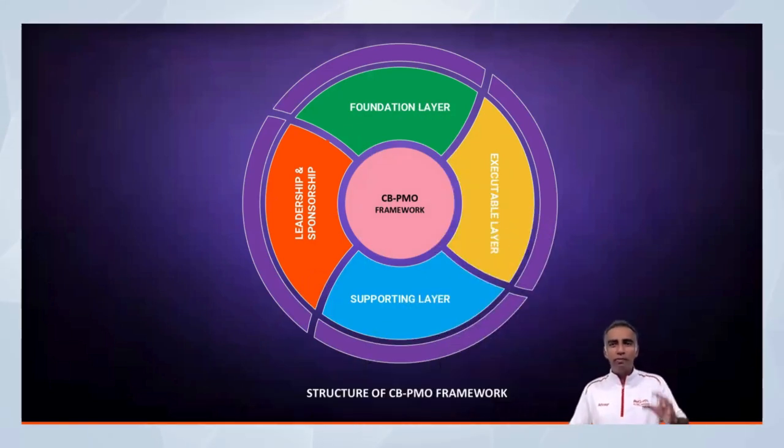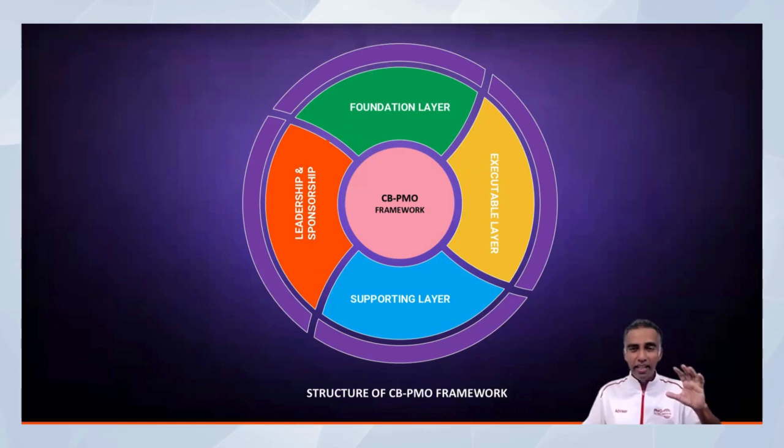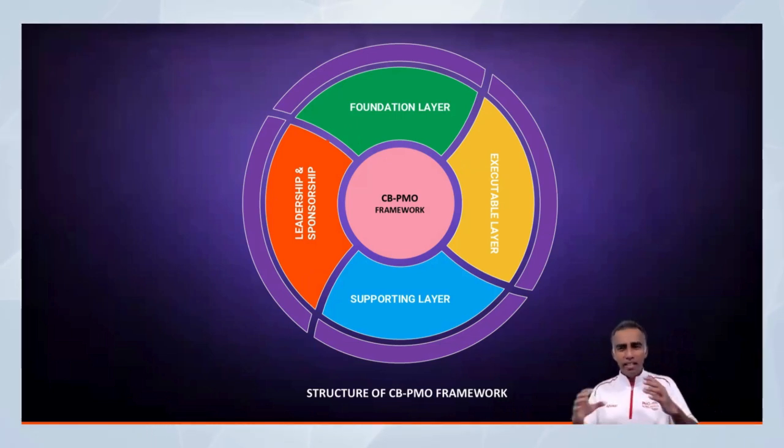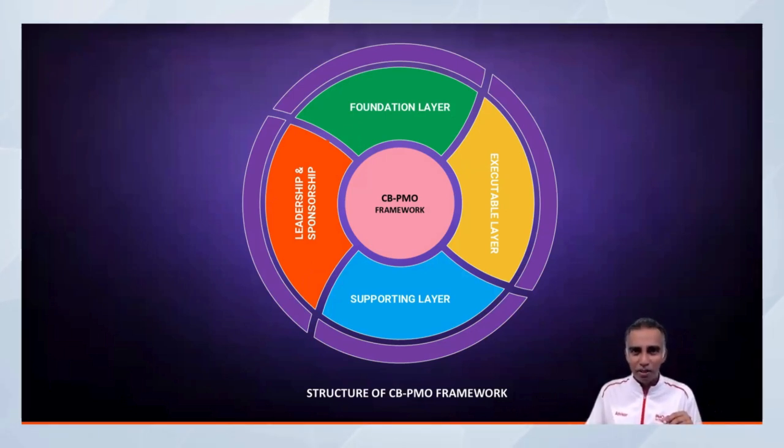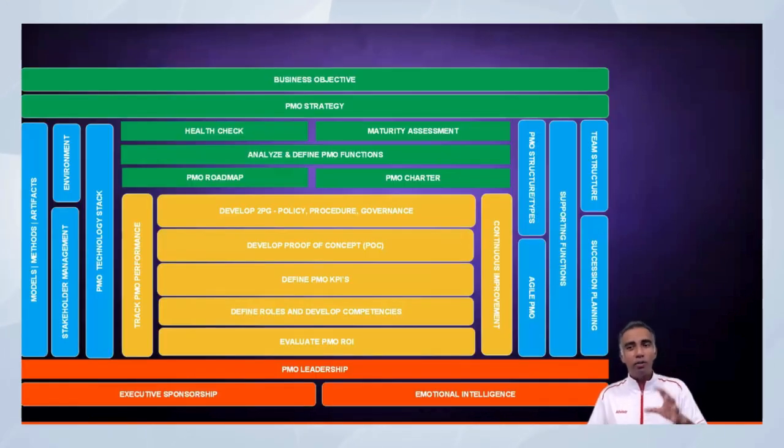The first one will be the foundation layer, the one in green. And then you have the one in amber, which is the executable layer. Then followed by the supporting layer. Then finally, leadership. Even though I said finally, it's actually one of the most crucial elements of implementation of your PMO. Yeah, so these are just layers. Expanding upon these layers would be the processes. Remember this, there are altogether 26 processes as part of the CB-PMO framework.